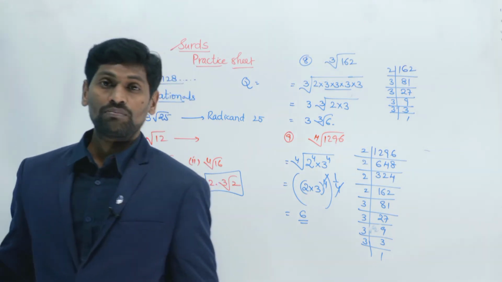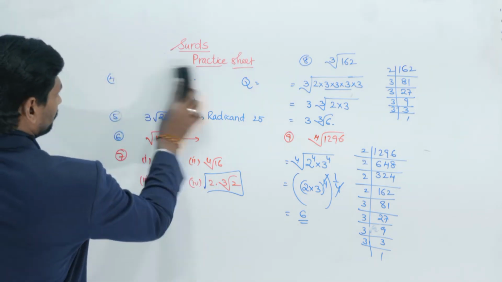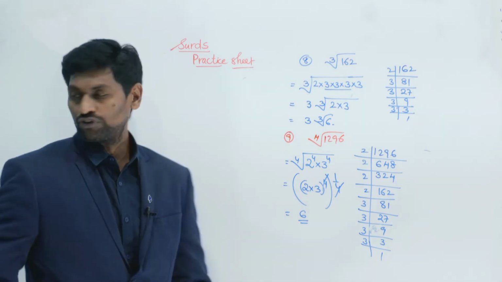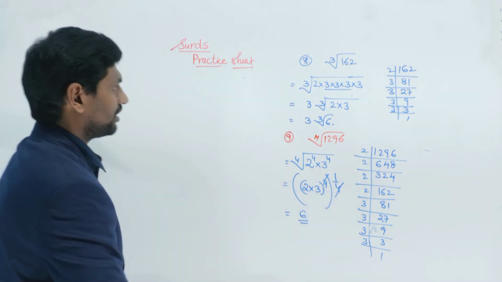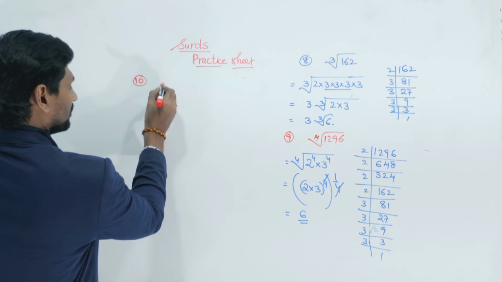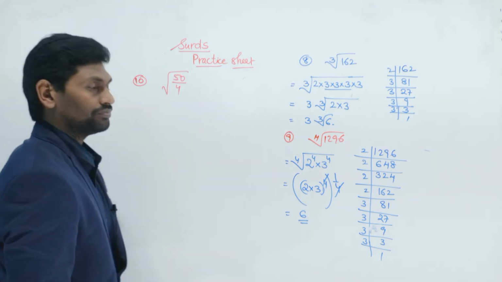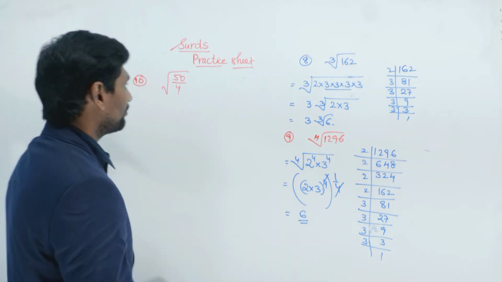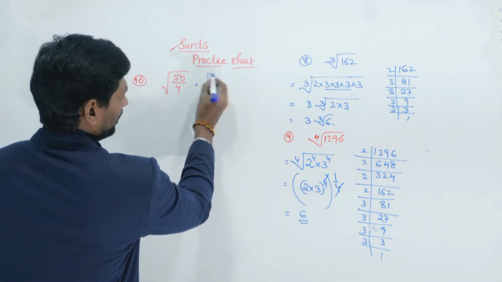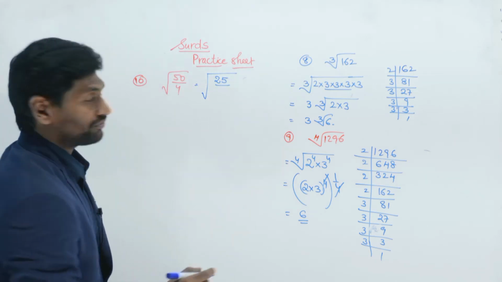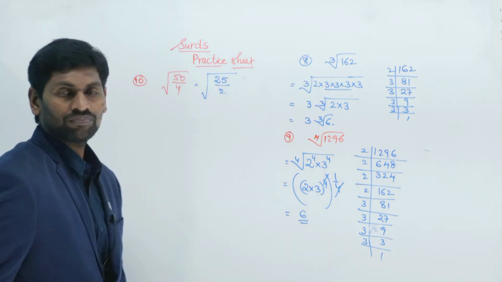Again, simplest form of root over 50 by 4. Okay? That's the question. Root over 50 by 4. Now try to cancel both of them in 2 table. 2 25s are 50, 2 2s are 4.